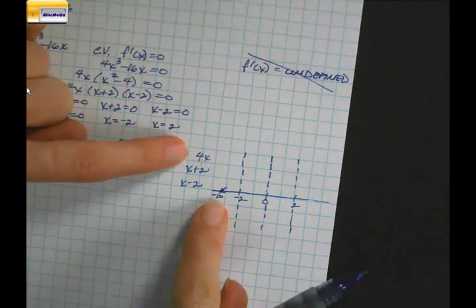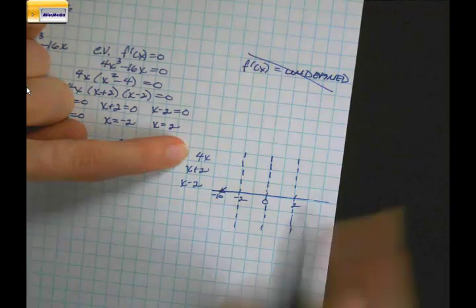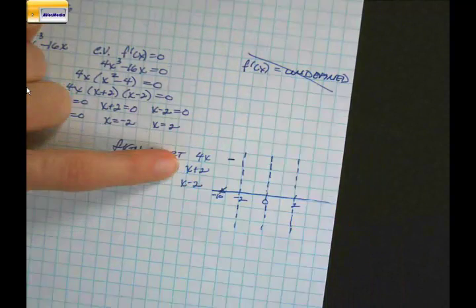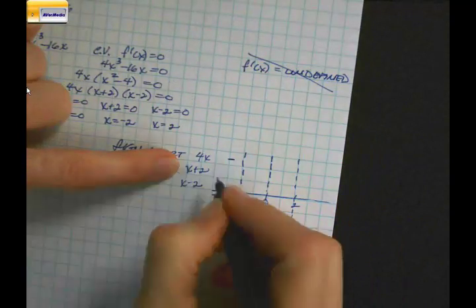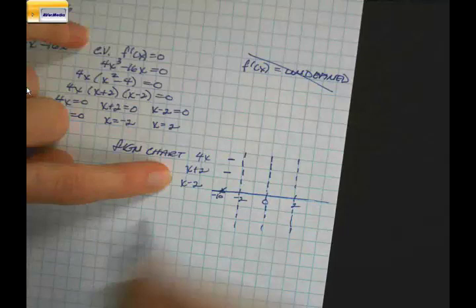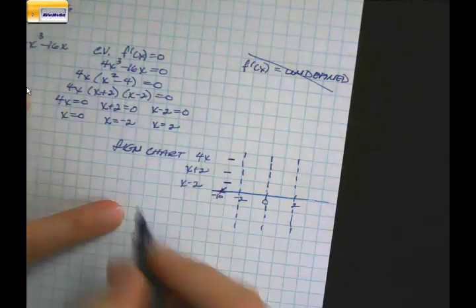If I choose negative 10, 4x would be 4 times negative 10, which is a negative 40, which is a negative sign. If I put a negative 10 into the x plus 2, it's negative 10 plus 2, which is a negative 8, which is a negative value. If I put a negative 10 into the x minus 2, it's negative 10 minus 2, which is a negative 12, which is a negative value.